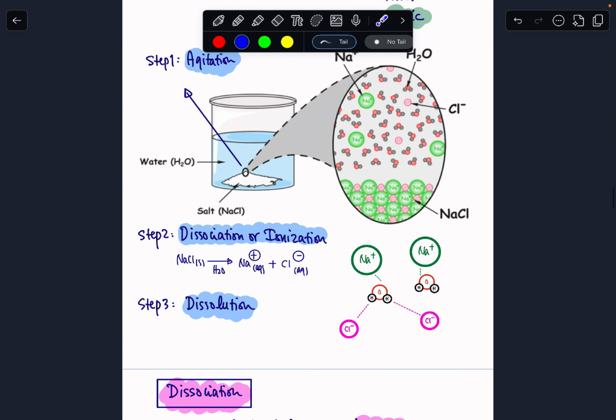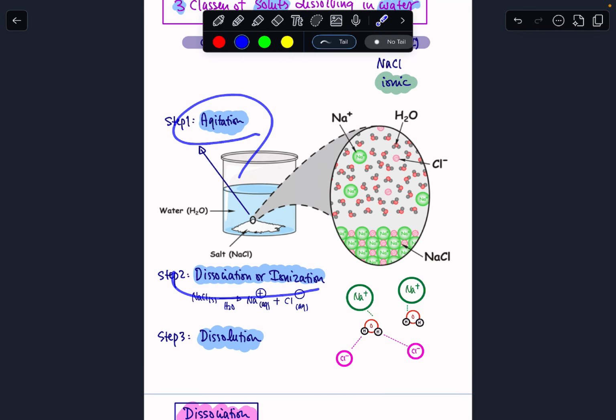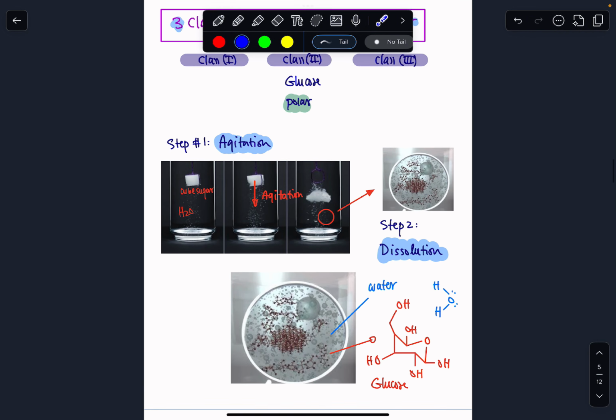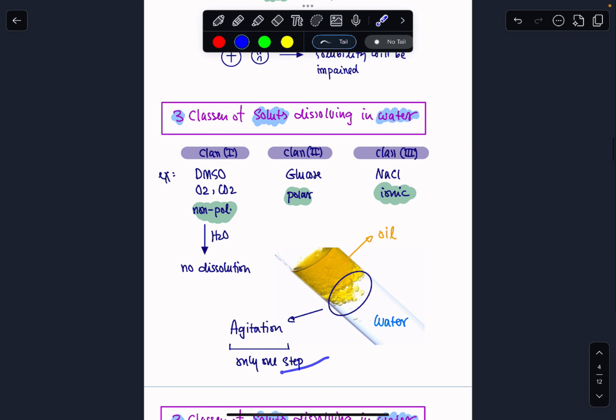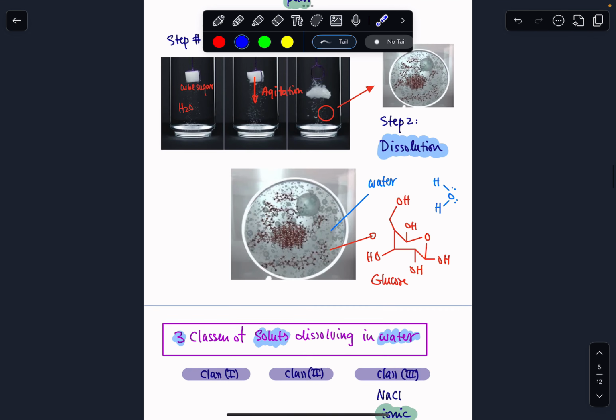Okay, so dissolving salt in water, or ionic compounds, has 3 steps for class 3. If you're class 2, you have 2 steps. It's a 2-step process: you have agitation and dissolution. If you're class 1, you only have 1. So you can use this mnemonic: class 1, 1 step; class 2, 2 steps; class 3, 3 steps. That's the lesson I wanted to talk about.